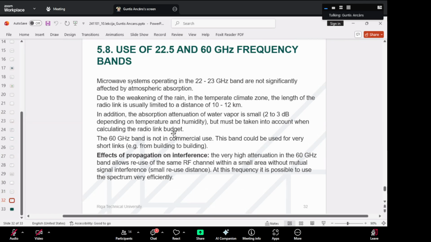So microwave systems operating at 22, 23 gigahertz are not significantly affected by atmospheric absorption, only by the weakening from rain. In the temperate climate zone, the length of the radio link is usually limited to a distance of 10, 12 kilometers.